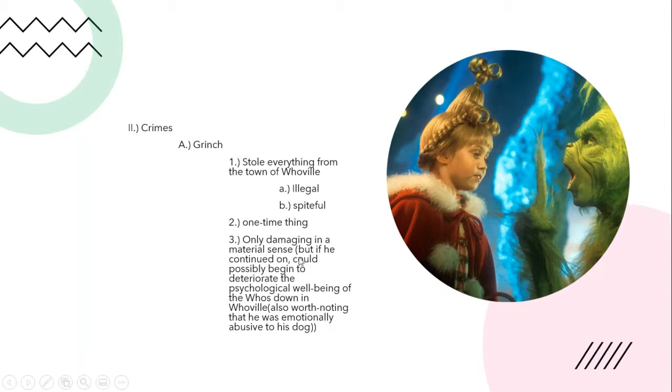And it was only damaging in a material sense. But you might make some comment about how if he continued on, if he didn't have his redemption, his crimes could possibly eventually begin to deteriorate the psychological well-being of the Whos down in Whoville if he just began to terrorize them on a regular basis. And you also might make some mention about how he was emotionally abusive to his dog, right? If you know the story, if you've seen the cartoon, he's always yelling at his poor little dog, whipping him, making him pull a sleigh that's about 100 times its own body weight, and so on and so forth, right?